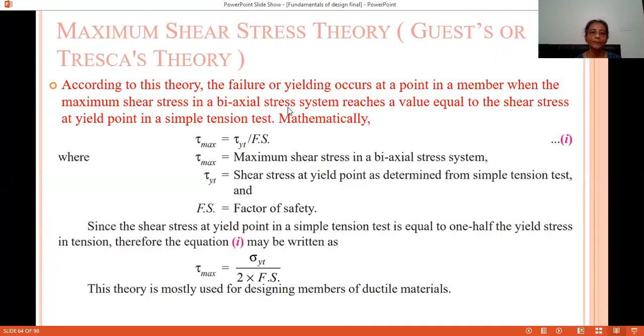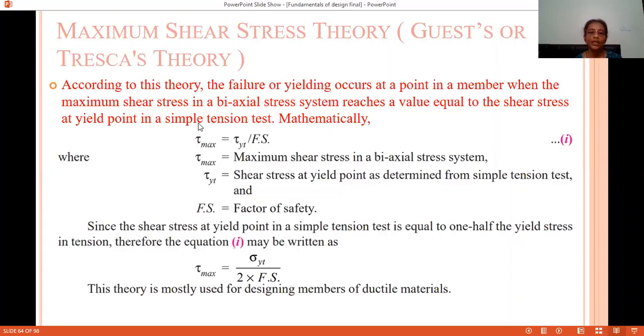So students, the next theory that we have is the maximum shear stress theory. In the maximum shear stress theory, a material will fail, or yielding occurs at a point in a member, when the maximum shear stress in a biaxial stress system reaches a value equal to the shear stress at the yield point in a simple tension test. That means failure will occur when the maximum shear stress value reaches a limiting value, which is the shear stress at the yield point. And the stress system is a biaxial stress system and the test is a simple tension test.